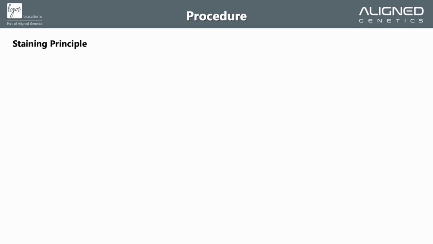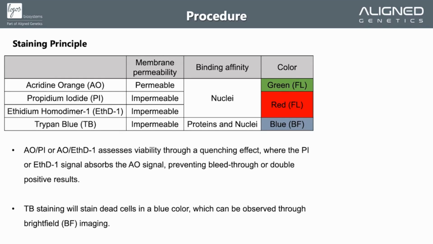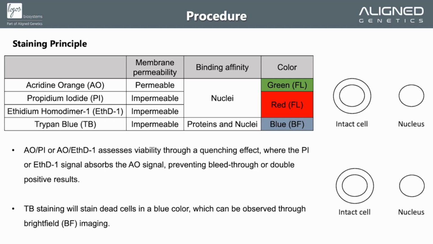Okay then, you could wonder why nuclei express red or blue colors when stained with different dyes. So here's the list of dyes we used for nuclei quality assessment. Let's focus on acridine orange, AO, first. Unlike other dyes, AO is membrane permeable, allowing it to enter both live and dead cells. Acridine orange can bind to nucleic acids, and upon binding, it emits green fluorescence under fluorescence microscopy.